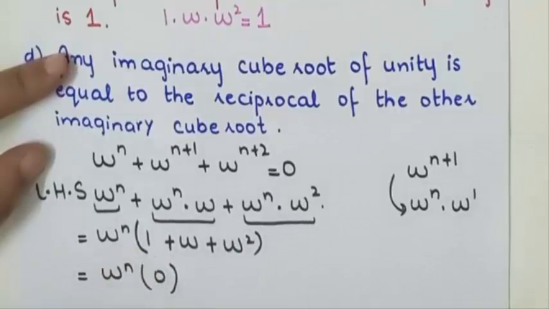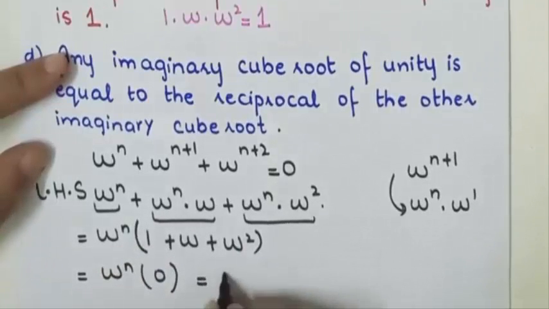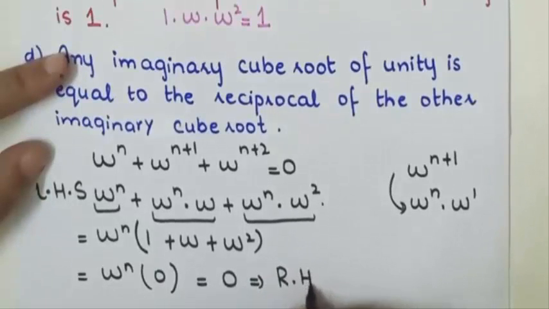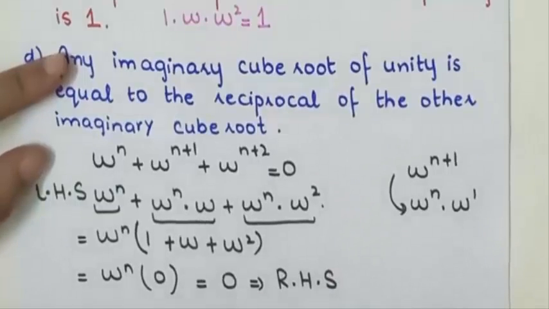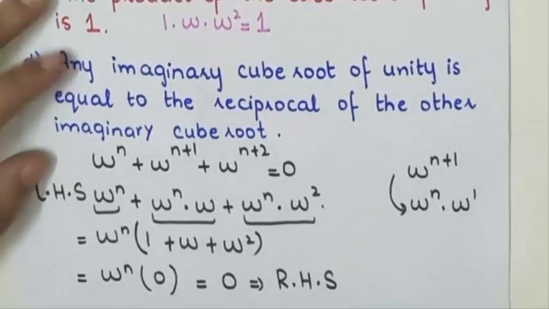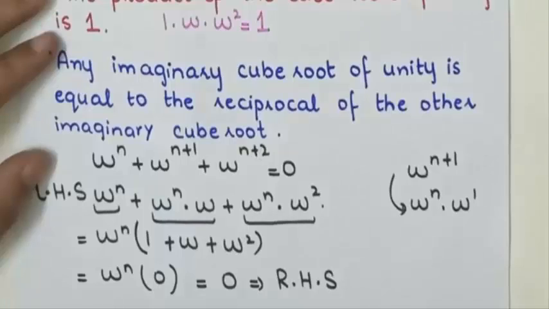And something when it is multiplied with 0, we have the answer 0, which is our right hand side. So this is a very basic and important result. Let's move towards the next one.